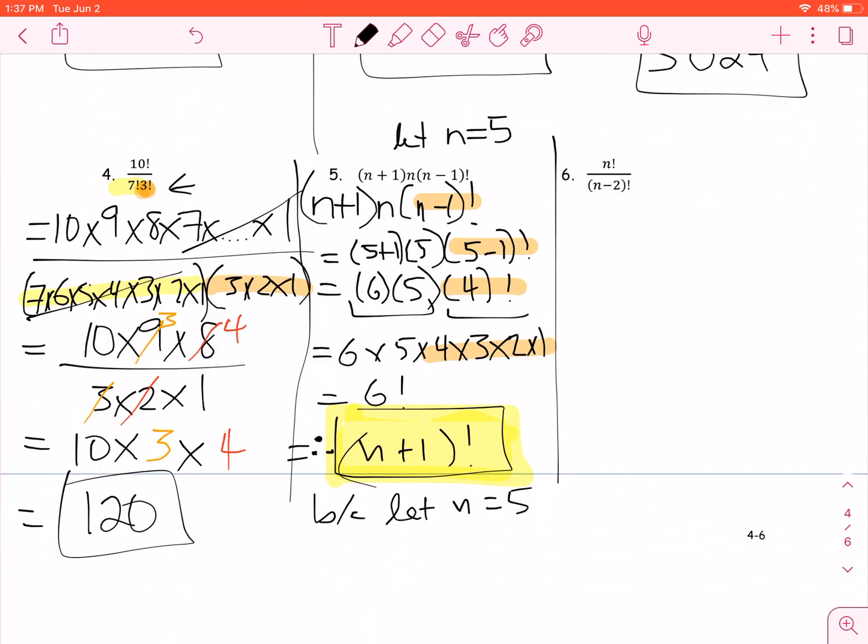Okay, so for number 6, we got n factorial over n minus 2 factorial. So for this one, let's let n equal 7.